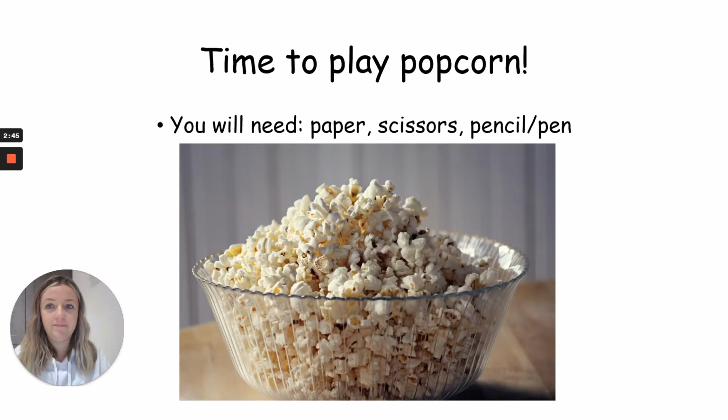Did you guess right? The sound is o. And when we write it, we go all around the orange. We start at the top and go all around the orange. Okay, so that's our sound for today.